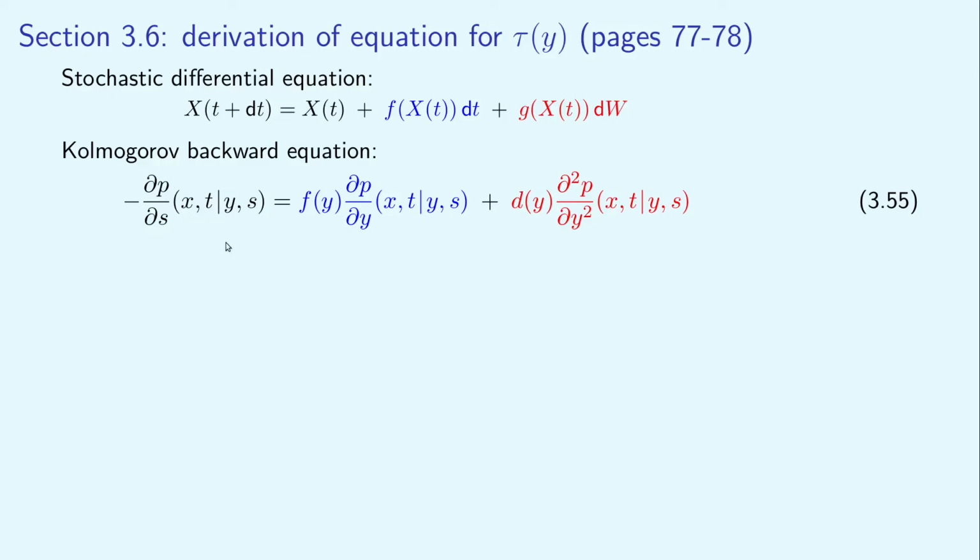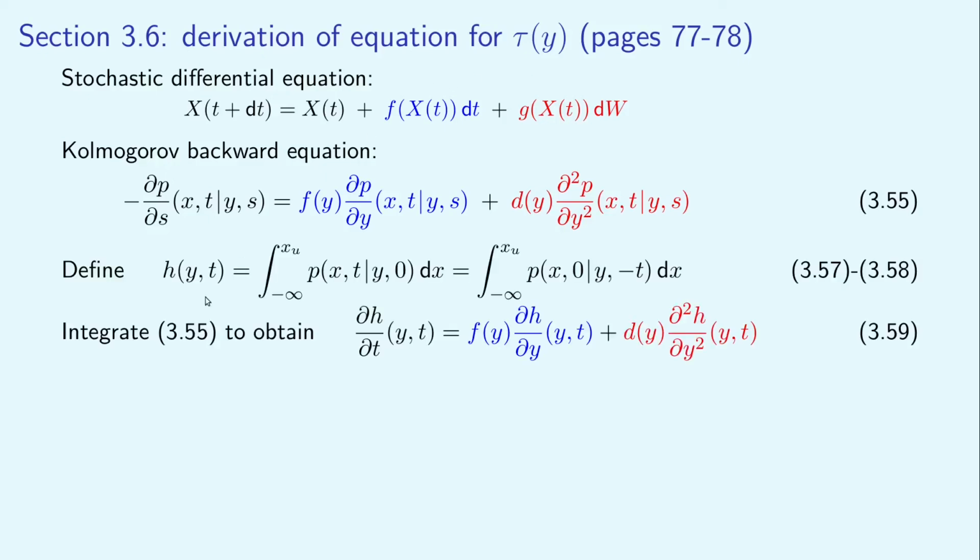We can use the Kolmogorov backward equation to derive an equation for the average escape time tau(y). To do that, we define the auxiliary quantity h, which gives us the probability that the trajectory did not escape the interval of interest during the time interval (0,t), given that it started at y at time 0. Since we assume that our coefficients f and g do not explicitly depend on time t, we can shift the origin of time by t so these two integrals are equivalent. Integrating the Kolmogorov backward equation over x, we obtain the following PDE for our auxiliary function h.